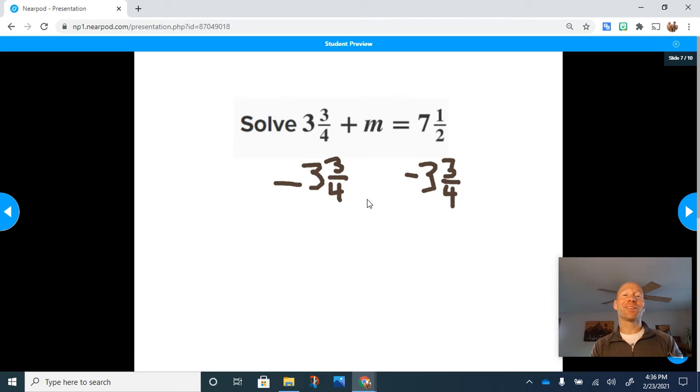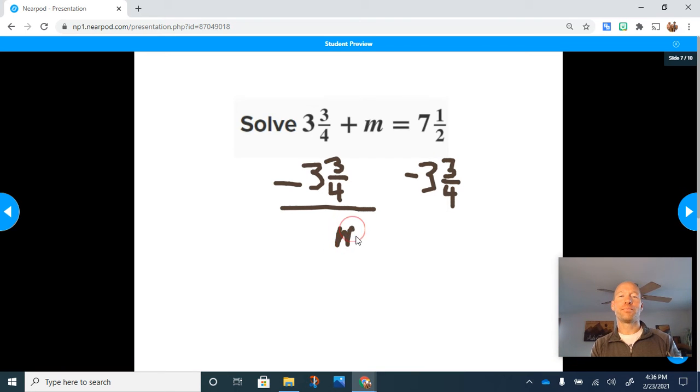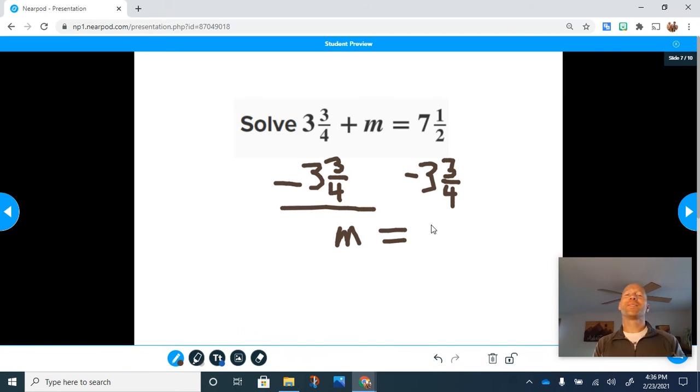And on the left side, 3 and 3/4 minus 3 and 3/4 is going to be 0. And then we're going to bring down the m. So 0 plus m is the same as m. And then equals, well, now this one's a little bit harder, right? 7 and 1/2 minus 3 and 3/4.